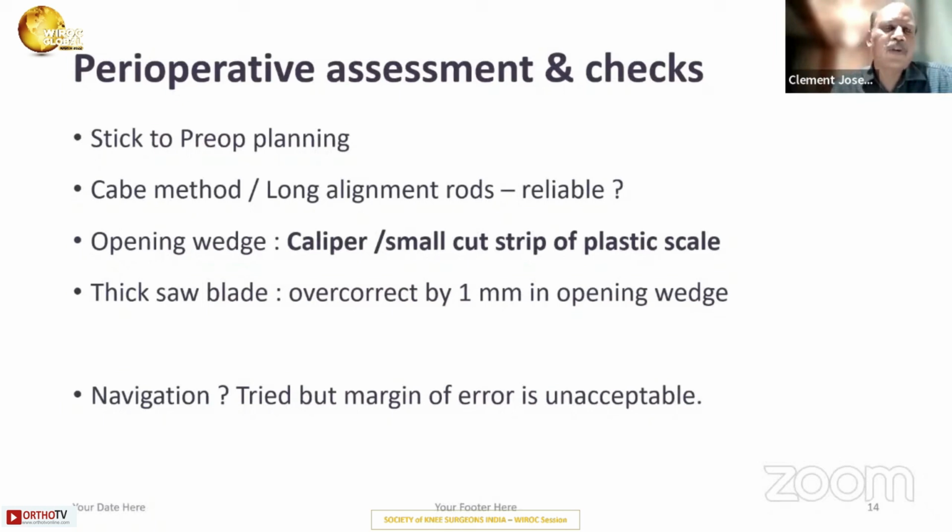When you perform an opening wedge osteotomy, I always use a caliper or a small cut strip of a plastic scale, so that I always confirm that the osteotomy is open to the desired level before and during the surgery. If you're using a thick saw blade, it tends to remove a certain part of bone. So when I'm using a thick saw blade, I tend to overcorrect my opening wedge osteotomy by 1 millimeter. I tried navigation, but I found the margin of error, which is plus or minus 3 degrees, to be unacceptable in the HTO scenario compared with knee replacement.